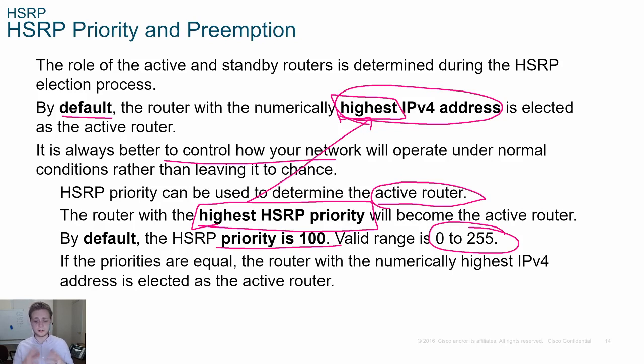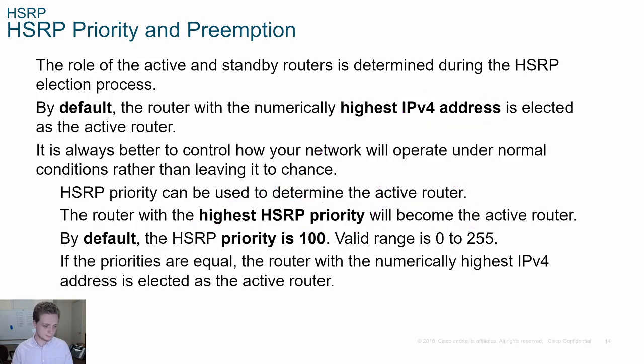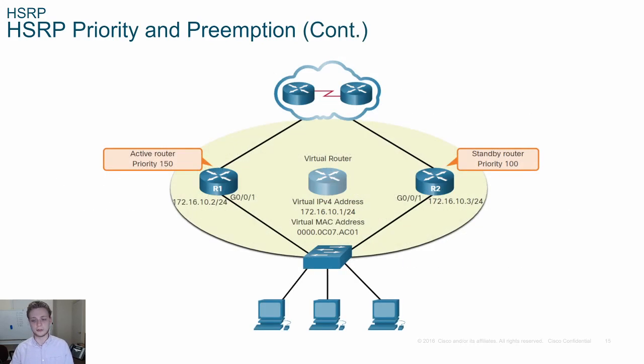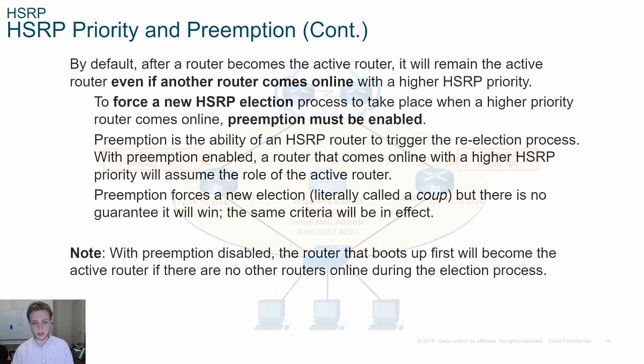So if the priorities are equal, we're going to use the highest IPv4 address. Of course, we just said that. And by default, they're all 100, so they would be equal. So you'll see this has a higher priority over here, so this guy would become the active router, and he would take over our virtual IP address.